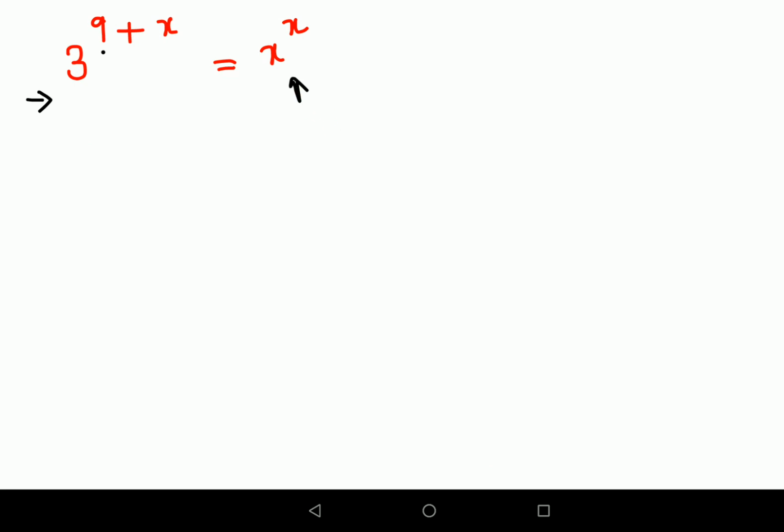One very important thing you need to remember is when you have a raised to m plus n as the index, you can split the index as nothing but a raised to m into a raised to n. When there is a plus sign, you can split it this way. If there was a minus sign, you would have divided. So this is very important for all of you to remember.